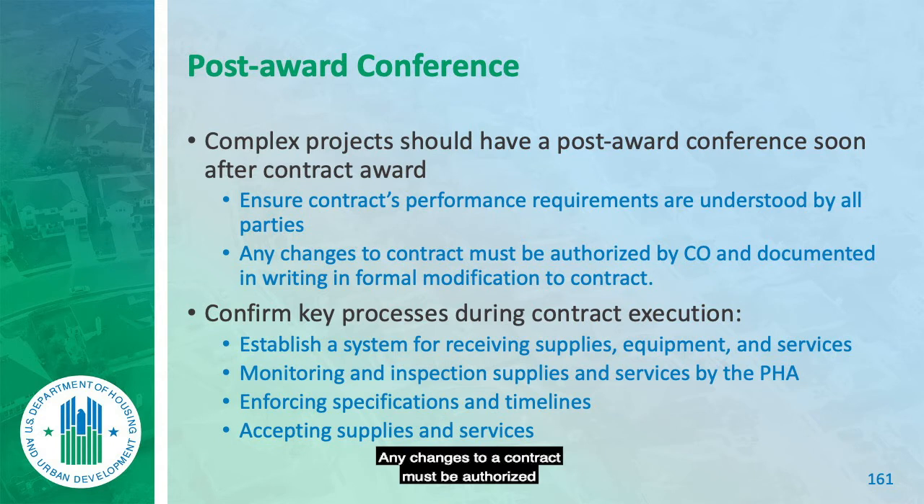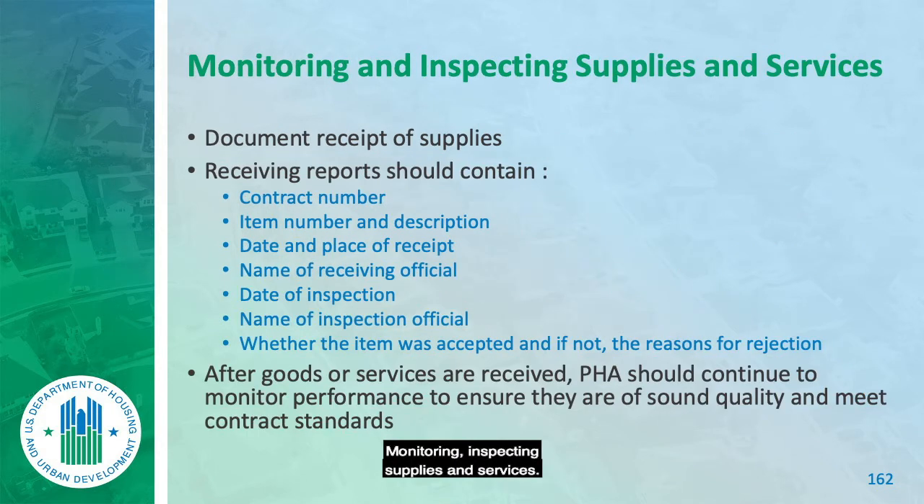Any changes to a contract must be authorized by the contracting officer and documented in writing in a formal modification. We've talked about it a number of times. During contract execution, we know that we're going to have a system for receiving whatever we've got. We'll talk about how we're going to monitor. We always let them know how we're going to enforce everything, the work to be done, monitoring, and inspecting supplies and services.